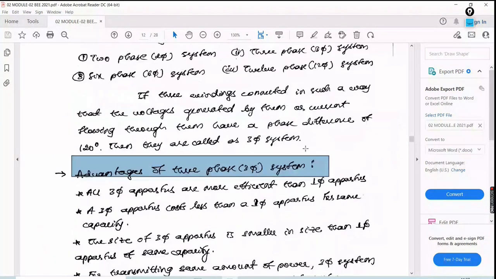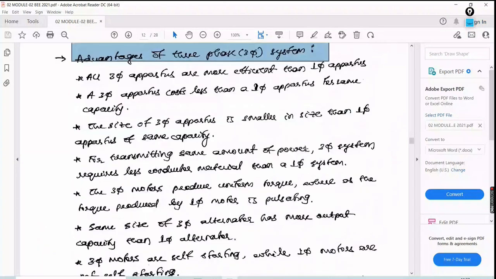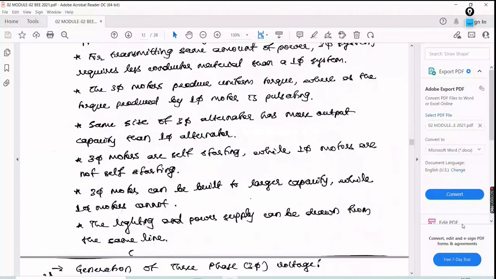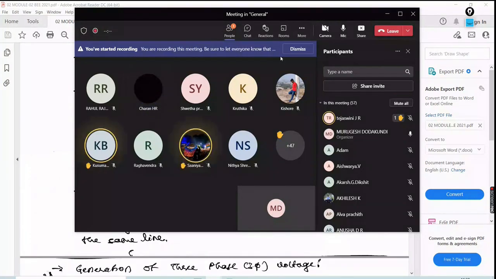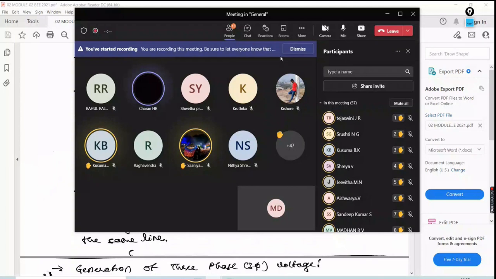Is this clear? Anybody having any doubt? If it is clear, raise your hand. Sir, can we run a ceiling fan without a capacitor?